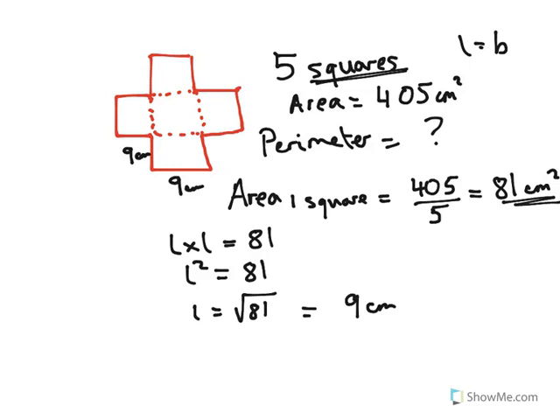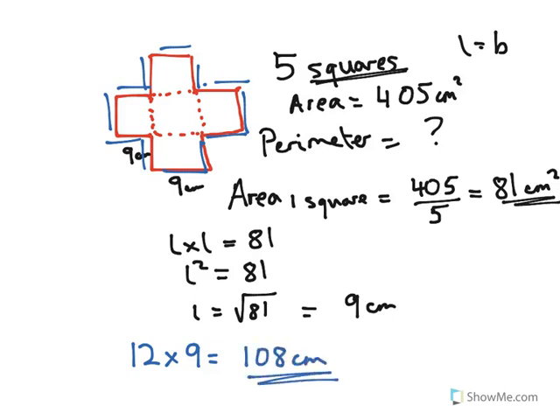We can look at how many edges this shape has. 1, 2, 3, 4, 5, 6, 7, 8, 9, 10, 11, 12. 12 edges. So the perimeter will be 12 multiplied by 9. 12 nines are 108 centimeters. So we found that the perimeter was 108 centimeters.